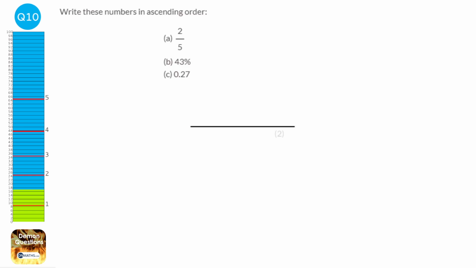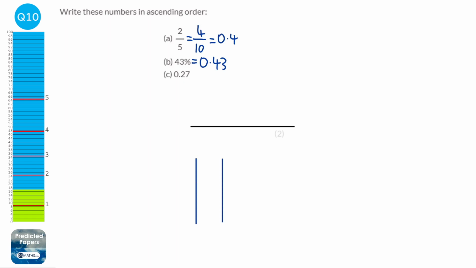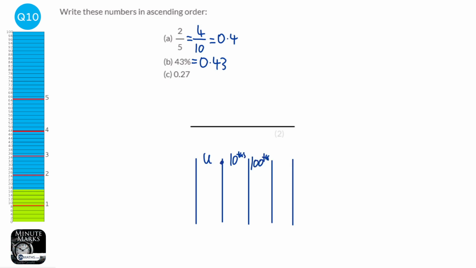The easiest way to compare fractions, decimals and percentages is to convert them all into decimals. So I'm just going to convert this percentage to a decimal, and to do that you just divide by 100. And I can convert this fraction by timesing top and bottom by 10, and we know that 4/10 is 0.4. Then I'm just going to put all of these numbers in a place value grid, place value table, and we've got units, we've got tenths, we've got hundredths. Shouldn't need any more than that.